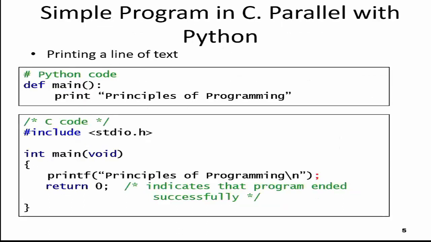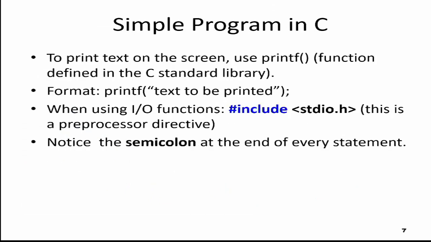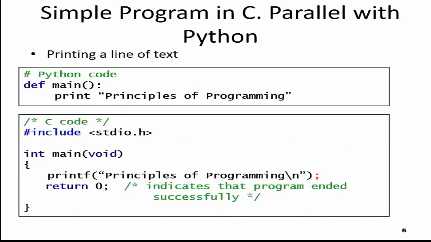Void here means the main takes no argument, because this is your start point, so you don't pass anything to this function, right? So void means I just take no inputs, I start from here. We will go to this line, which is printing something on the screen.